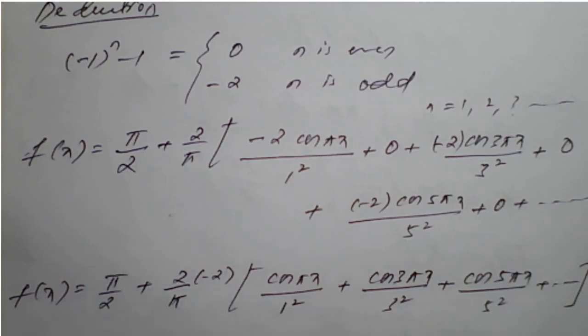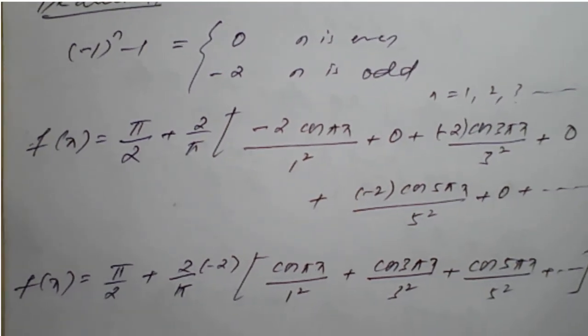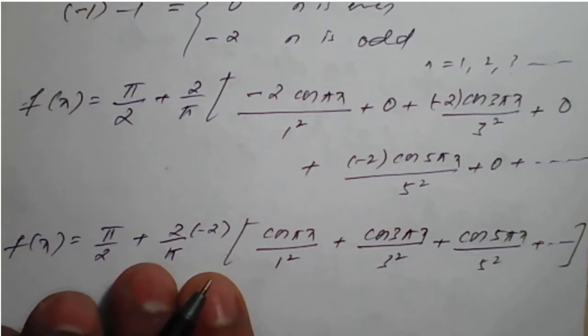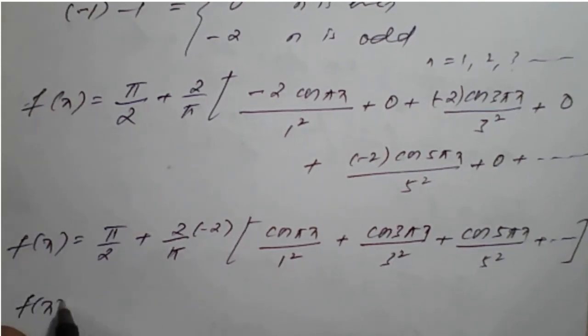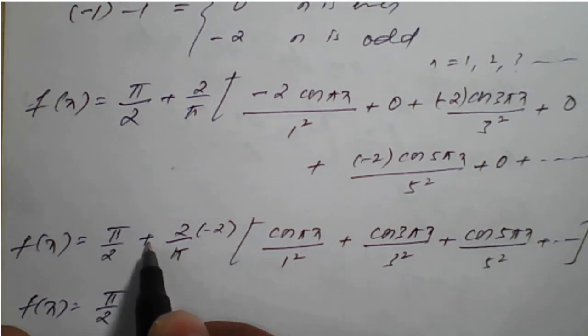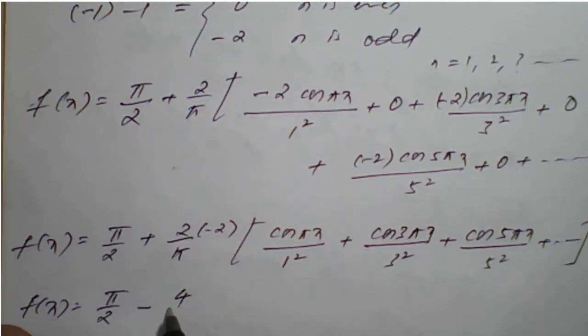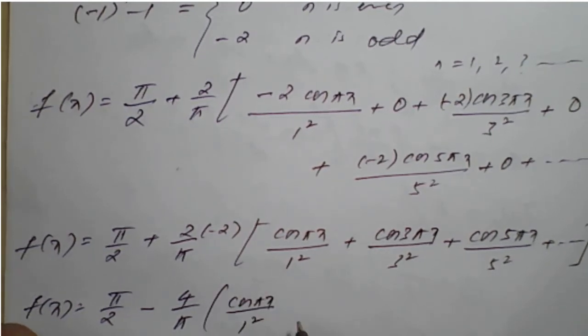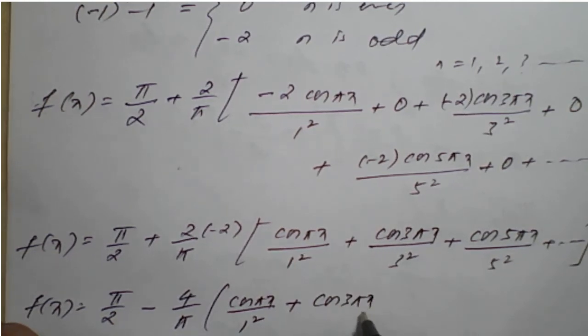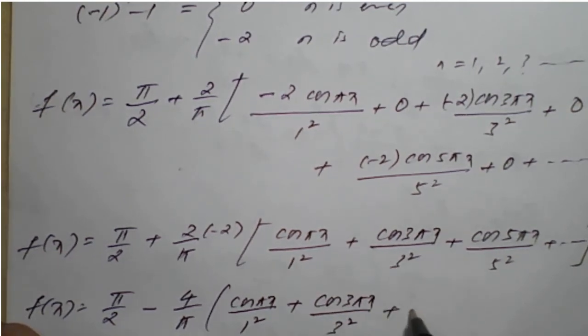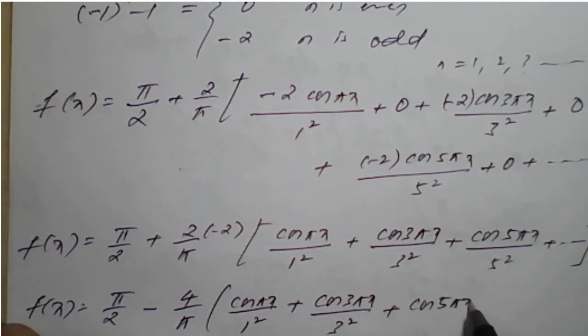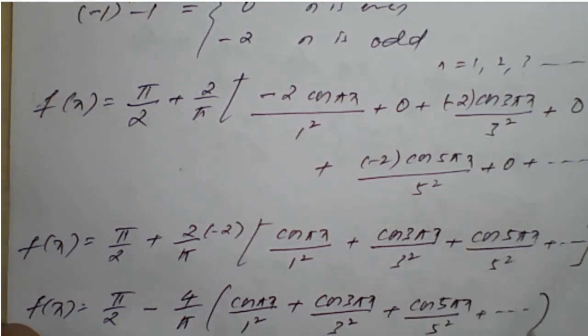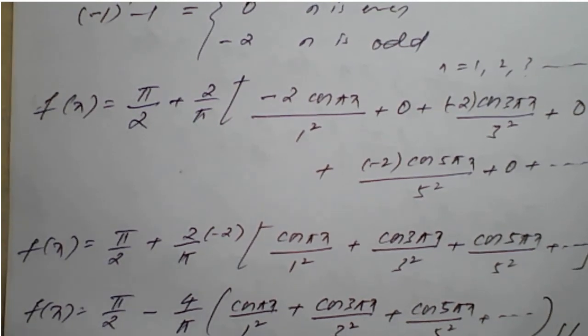So, or I can say that f(x) is nothing but finally f(x) is equal to π/2 plus, into minus is minus, 2 2s are 4/π into cos(πx)/1² plus cos(3πx)/3² plus cos(5πx)/5² plus so on. So this is the required series they have asked here.